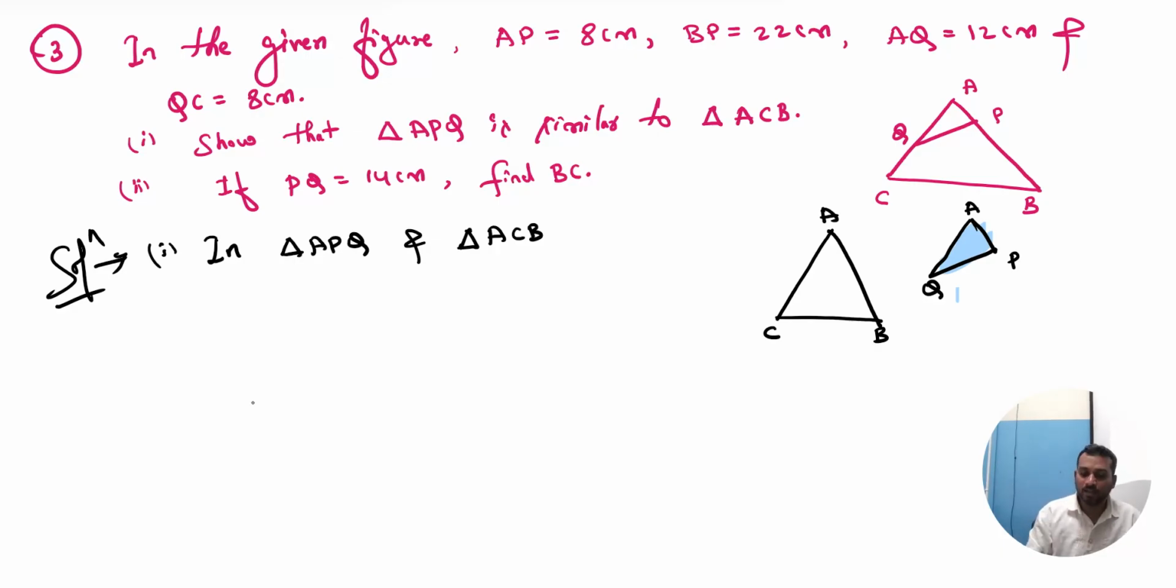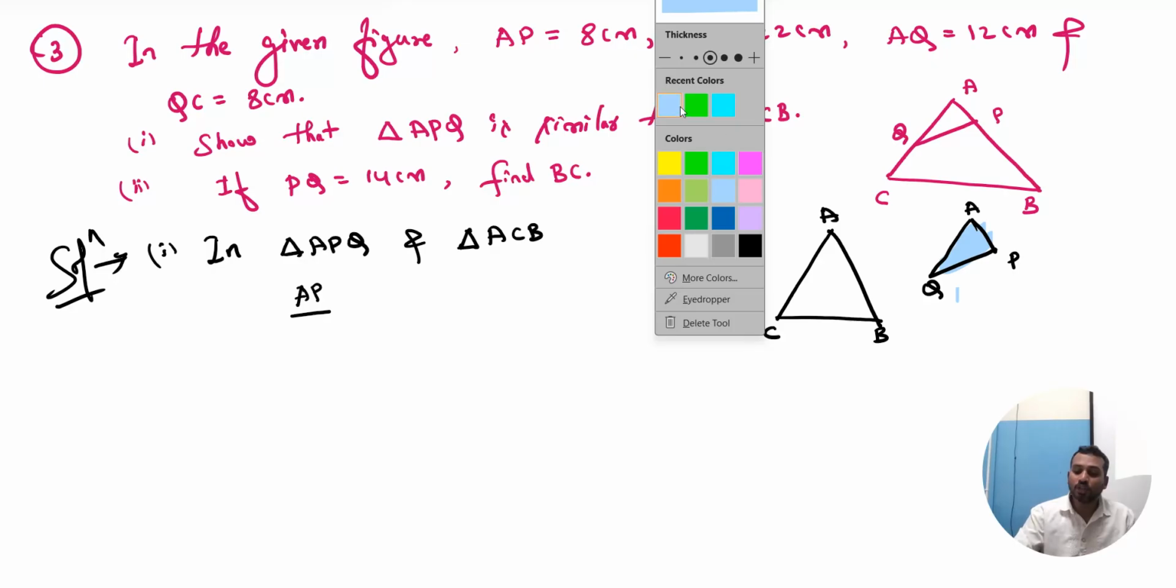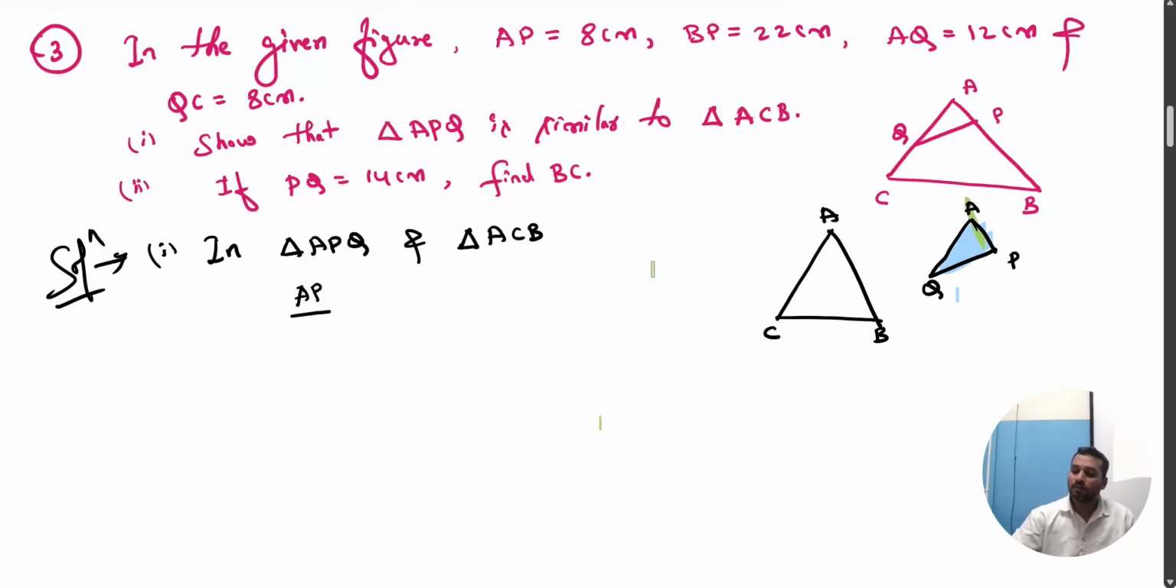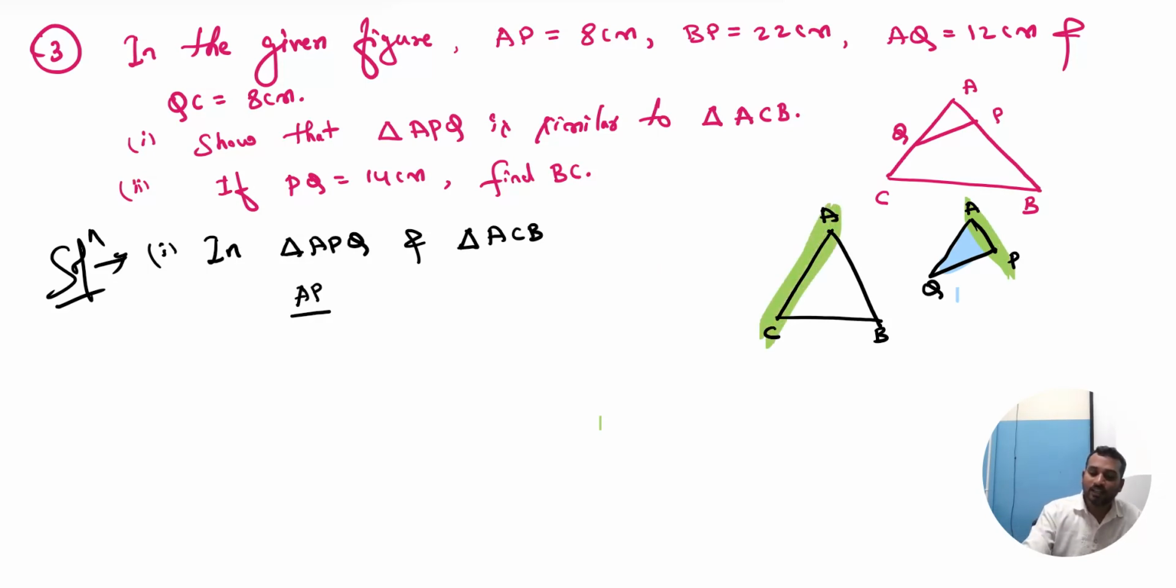This side AP is proportional to what? Just now I told you, remember? This side AP is proportional to side AC. If you are going to take side AQ, this side AQ is proportional to side AB. Can we write that?